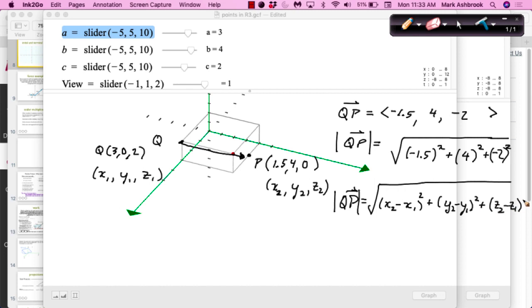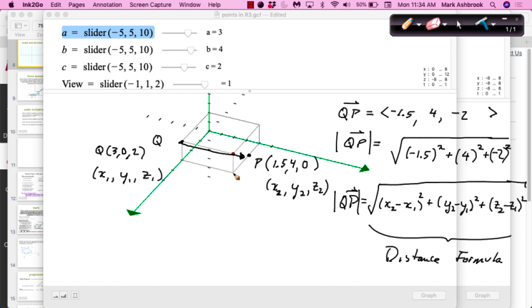Now, we just found something that's also apart from the fact that QP is a vector, right? What did we also find, regardless of this vector QP? Yeah, so we just found the distance from point Q to P, whether you have a vector there or not. So this is a generic distance formula for R3. From x1, y1, z1 to x2, y2, z2, that's the distance.